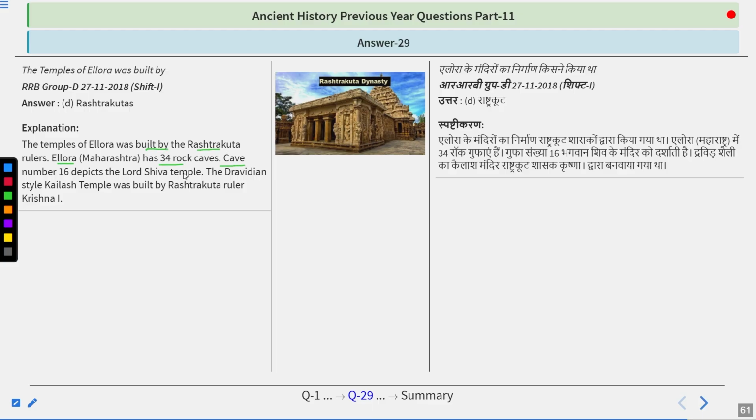Ellora has 34 rock caves. Cave number 16 depicts the Lord Shiv temple. Dravidian style Kailash temple was built by Rashtrakuta ruler Krishna I, in which the temple was built from top to bottom.